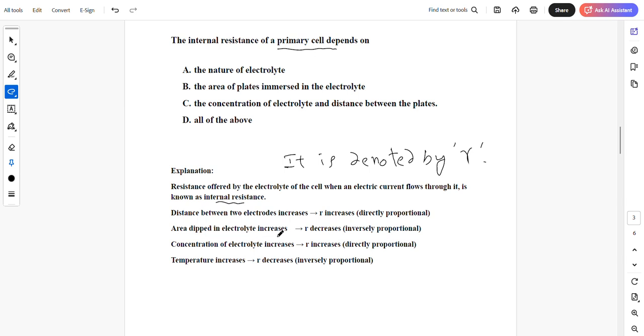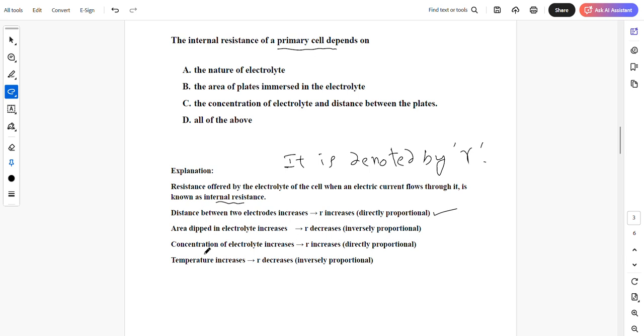Area dipped in the electrolyte increases, R decreases, inversely proportional. Okay, the distance between the two electrodes, between the two plates, increases. What happens? R increases, directly proportional. Internal resistance is directly proportional. Area dipped in electrolyte increases. Area is inversely proportional to the internal resistance.